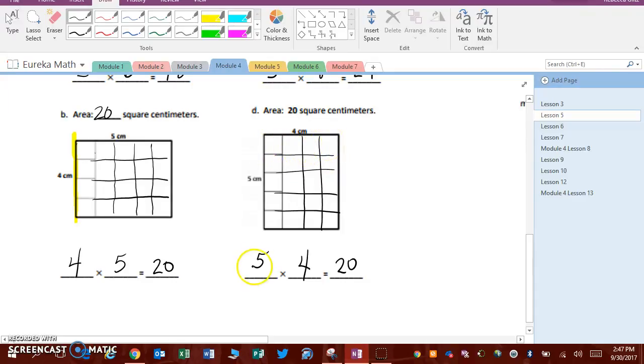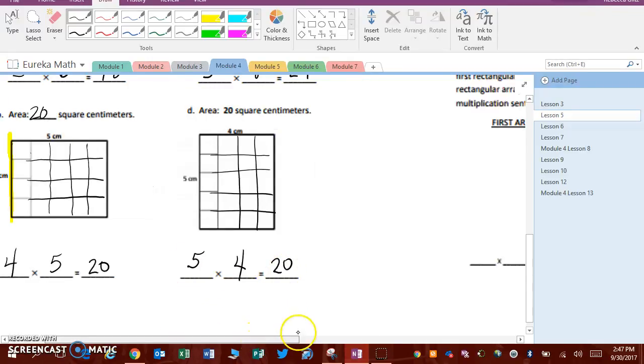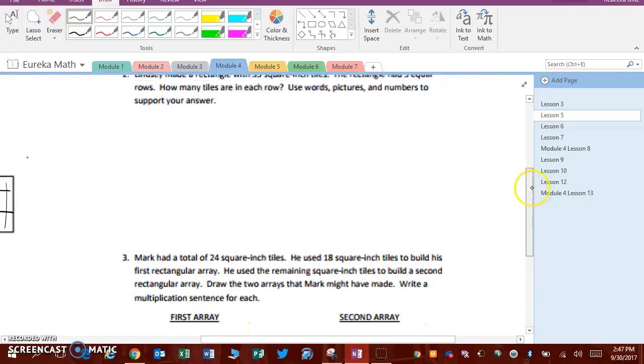So that's how multiplication relates to the area, okay? This side length tells us how many rows. This side length tells us how many are in each row. And this gives us a total. We can just multiply them together. Let's go to the back side. See what we've got over there.